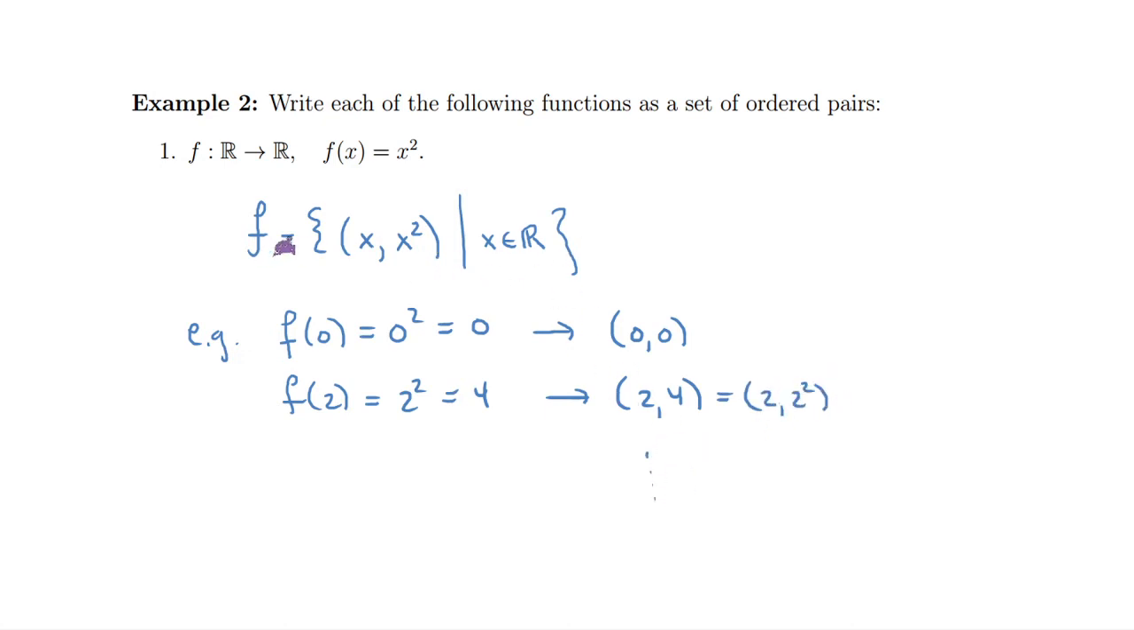Now I'm writing it in this way using set builder notation because it's actually impossible to legitimately list all these elements out, because these are real numbers. We'll talk about that a little bit later as well.